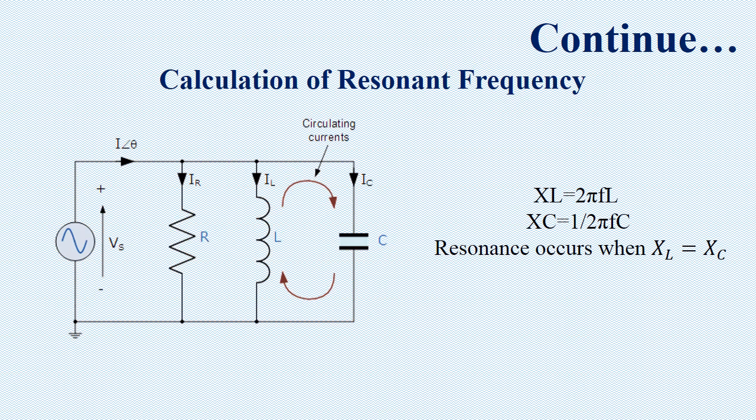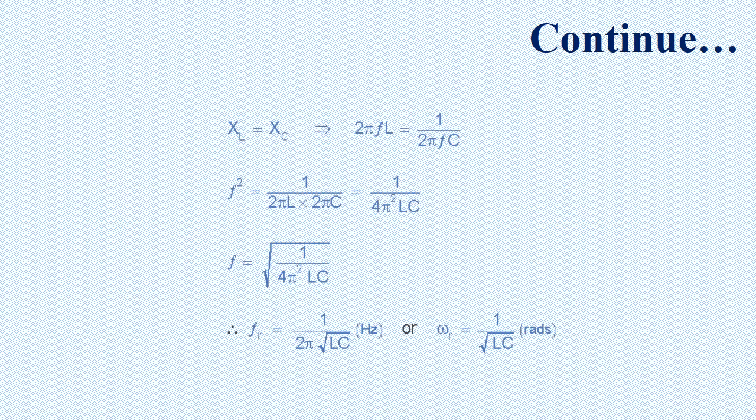We know that the inductive reactance equals 2 pi FL and the capacitive reactance equals 1 by 2 pi FC. So these values are basically helpful for the analysis of the resonant frequency. If we consider XL equals XC, so 2 pi FL equals 1 divided by 2 pi FC. So F square equals 1 by 2 pi L multiplied by 2 pi C, which equals 1 divided by 4 pi square LC.